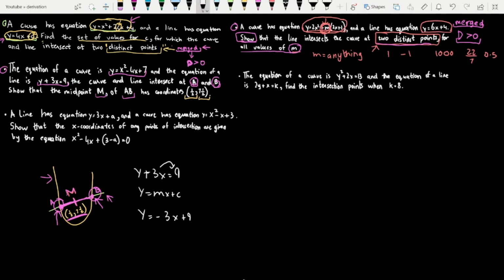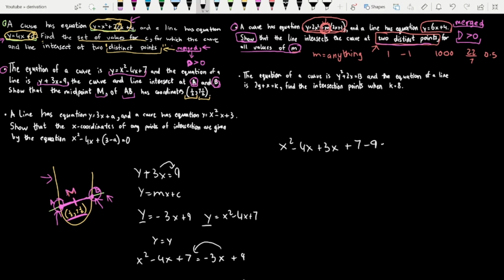And I have the equation for a curve, which is x squared minus 4x plus 7. So I need to merge them. I need to put this y equal to this y. And I'll be left with x squared minus 4x plus 7 is equal to negative 3x plus 9. Now I send this stuff over there. So I'm going to have x squared minus 4x plus 3x plus 7 minus 9 is equal to 0.